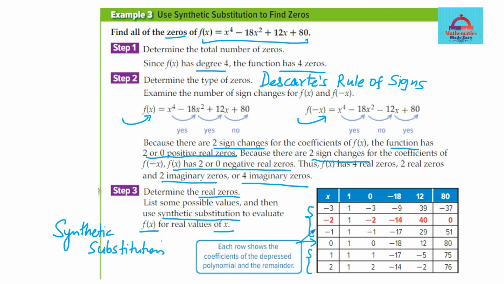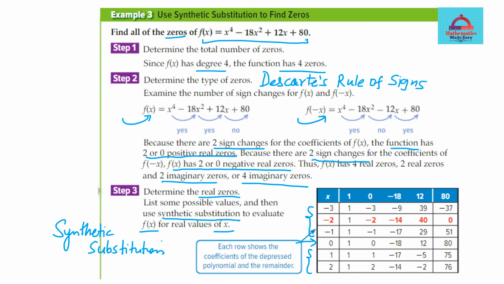So for all these different values of x, we are trying to see which comes as a factor of this polynomial so that we at least get one root. And we write the coefficients as usual. So the coefficients of this polynomial, remember, it doesn't have a cubic term. So 1 is the coefficient of x to the power 4, 0 for x to the power 3, negative 18 for x square, 12 for x, and finally 80 is the constant. So these are the numbers on top.